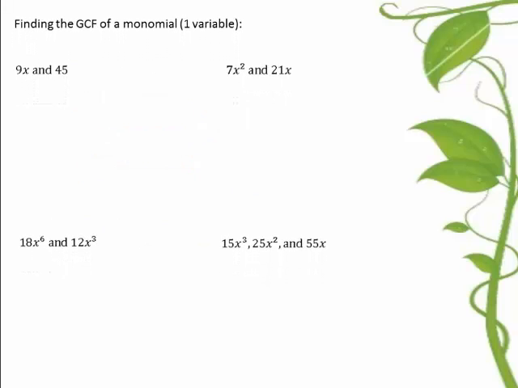We can find the GCF of a monomial that has one variable. We look at the coefficient and the variable separately. Okay, so you find the GCF of the coefficient. And then you look at the exponents and you pick the smaller exponent. Now 9x and 45, 45 has no x in it, so we can't have any x's in our GCF.